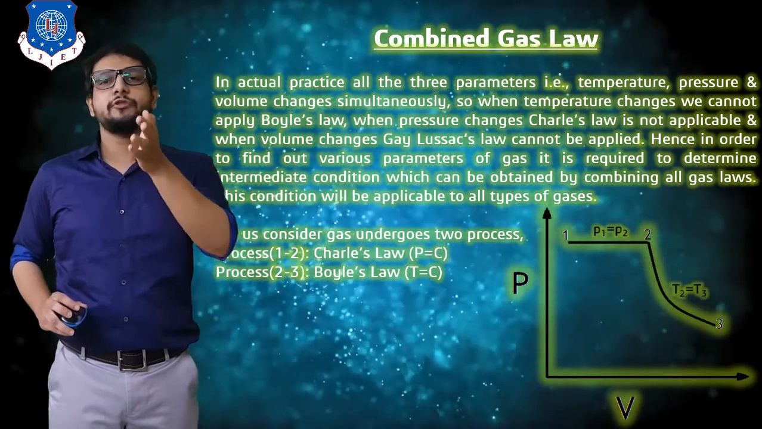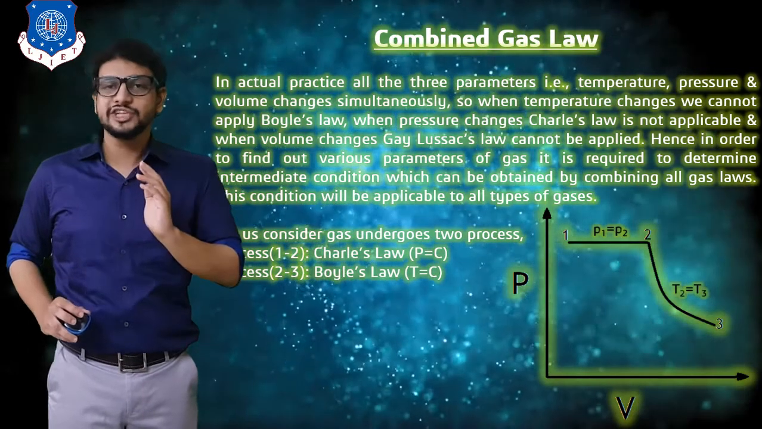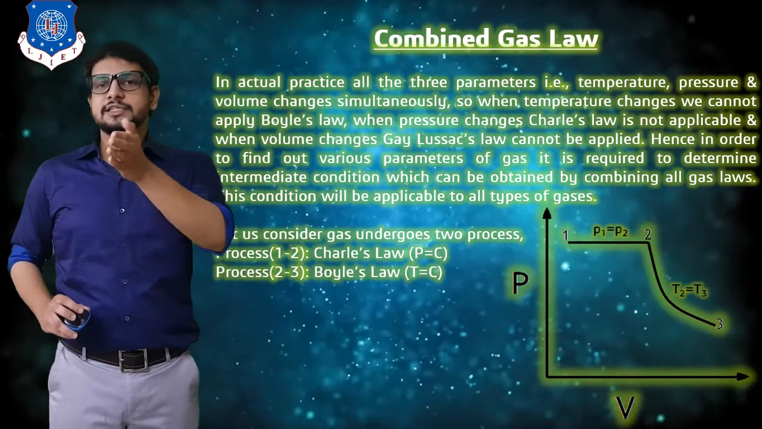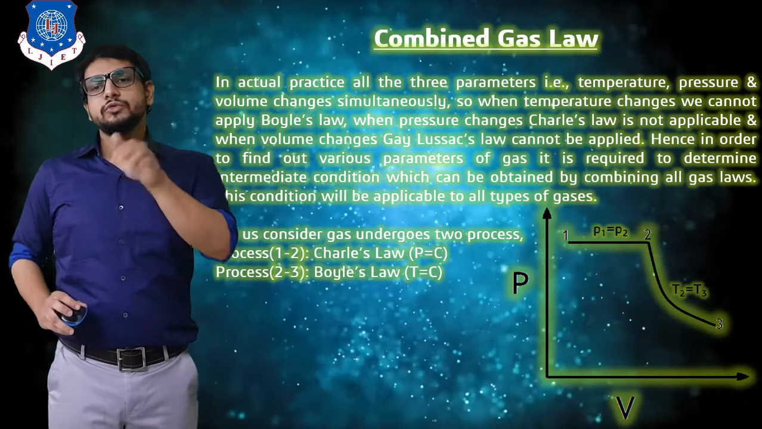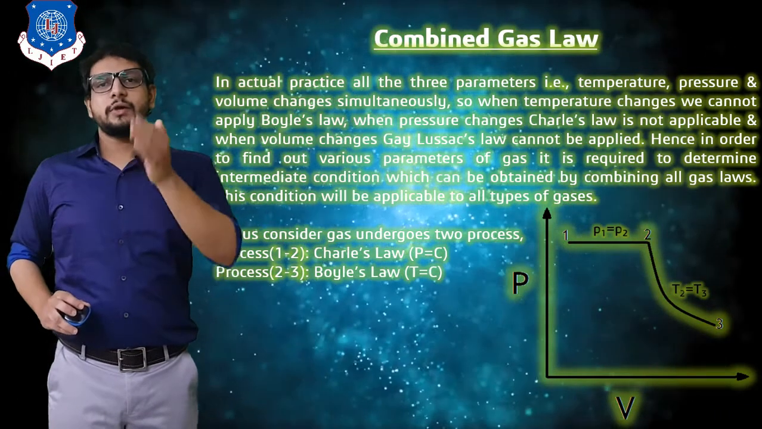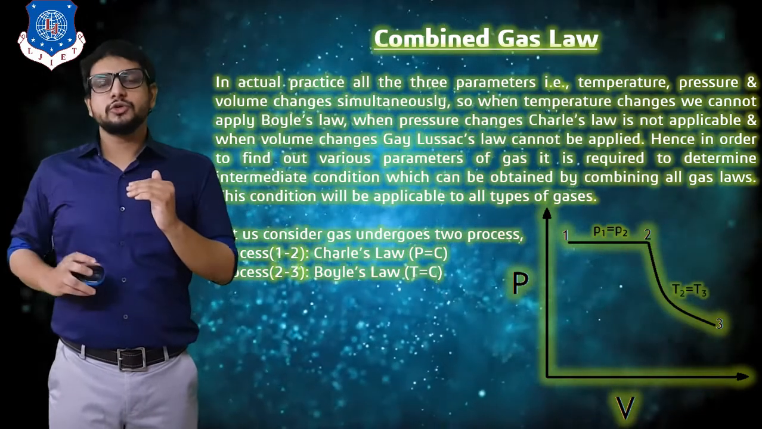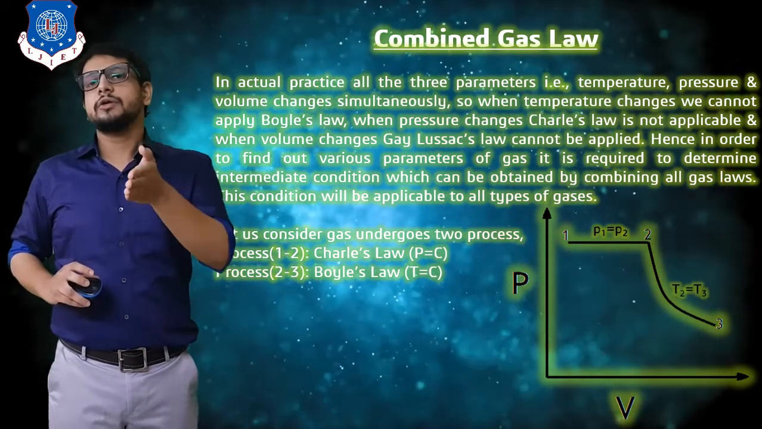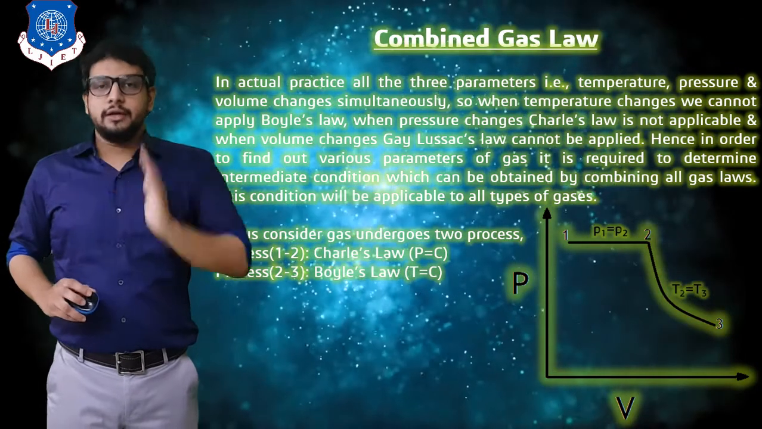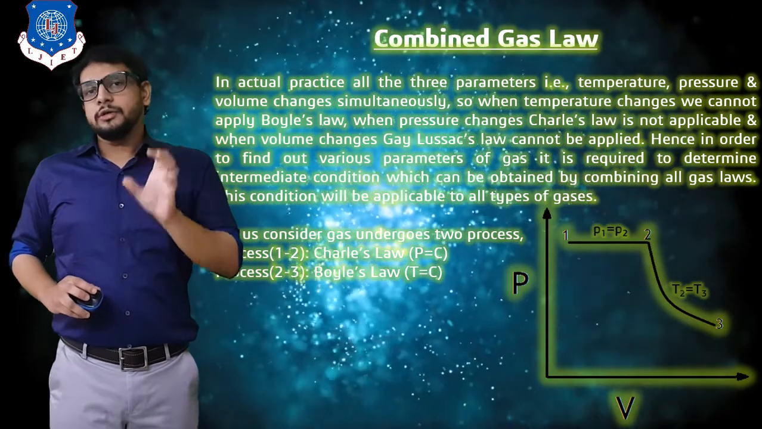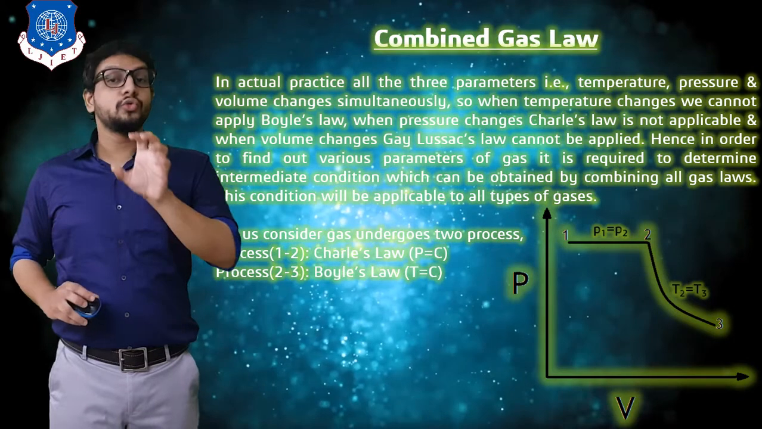As you can see on your screen, the horizontal line from state 1 to state 2 represents Charles law, that is pressure P1 is equal to P2. From state 2 to state 3, the isothermal process or Boyle's law is represented by this hyperbolic curve, where temperature T2 will be equal to temperature T3. Remember that we are going to combine these two laws.